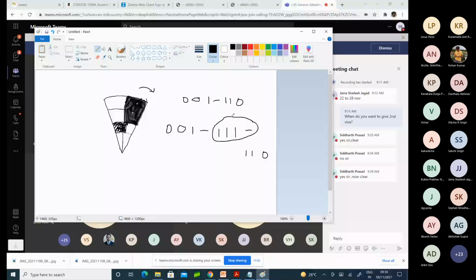Here there are two or three transitions happening: 0 to 1, 0 to 1, and then 1 to 0. But in the gray scale, there will always be only one transition in the pattern. So this type of problem will not arise at all, whereas otherwise it would give a drastically gross error.